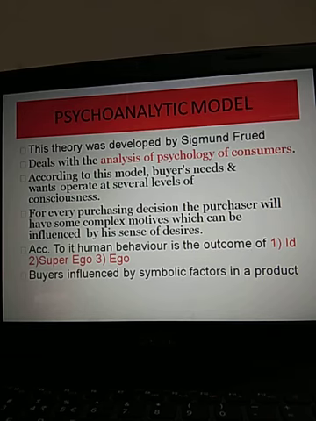So according to it, human behavior is the outcome of id, superego, ego. So these are the three elements according to the psychoanalytic model, which lead to the purchasing decision of the consumer. What is it? Id, superego, ego. Buyers are influenced by symbolic factors in a product.